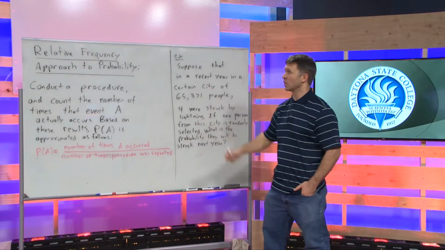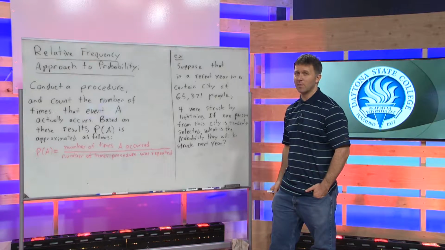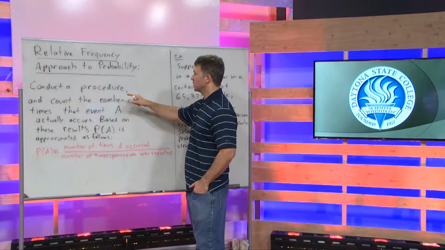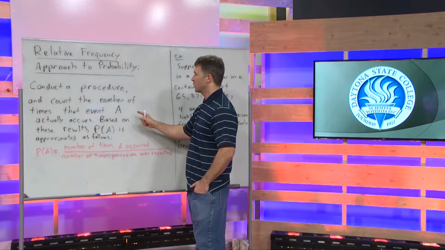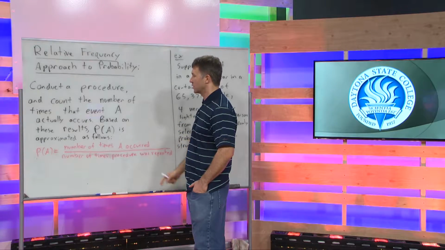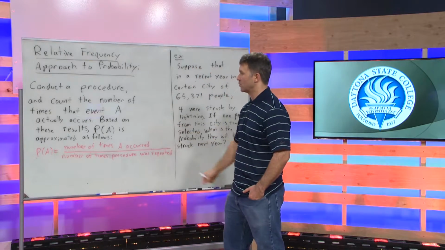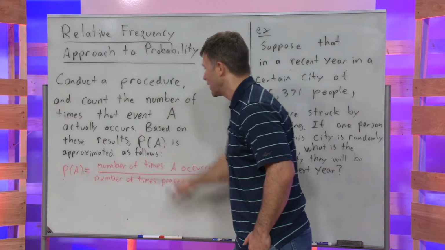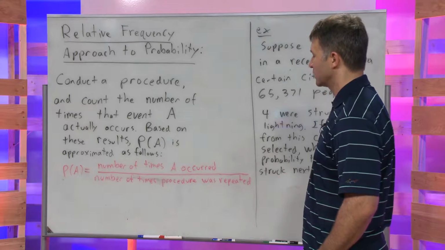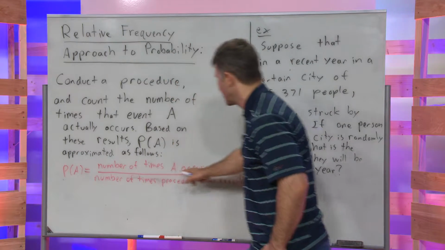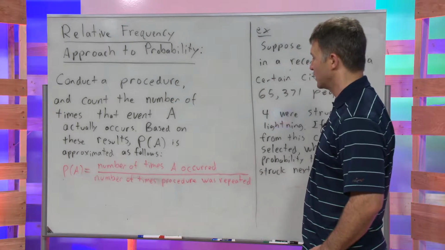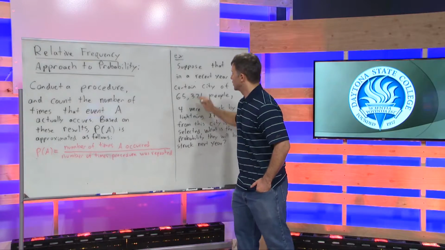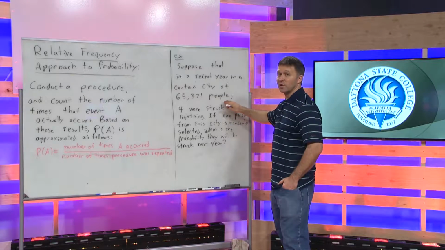Okay, in this example, we're talking about the relative frequency approach to probability. The relative frequency approach to probability says that you conduct a procedure and count the number of times that event A actually occurs. Based on these results, P of A, remember this is the notation for probability of A, is approximated as follows. It's going to be the number of times A occurred divided by the total number of times the procedure was repeated.